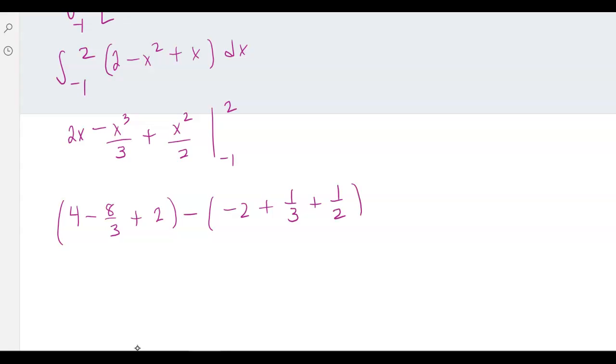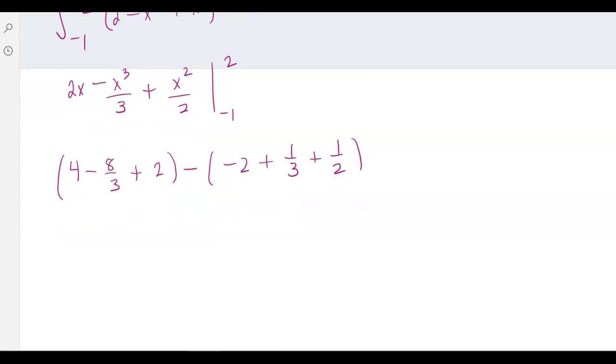Plug that into a calculator and I get 9/2. All right, we will do more examples like this in class.